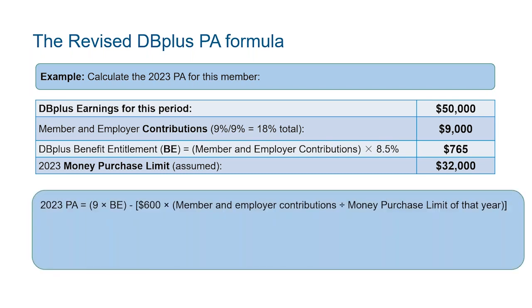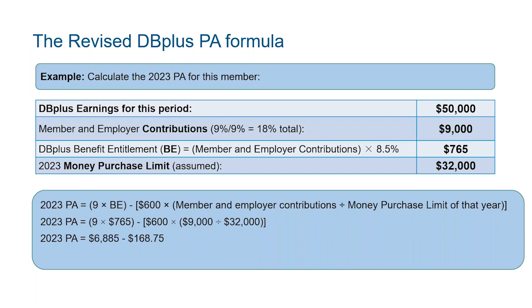Let's take our DB plus PE formula: 9 times the benefit entitlement minus $600, multiplied by our proration factor of member plus employer contributions divided by the money purchase limit of that year. When we enter our amounts, we get 9 times $765 minus $600 times $9,000 divided by $32,000.